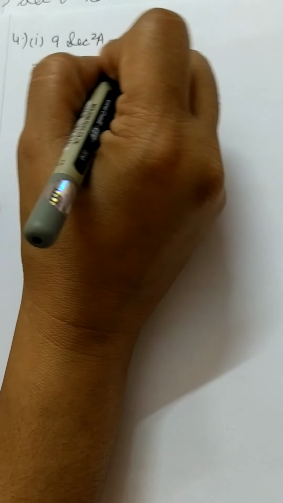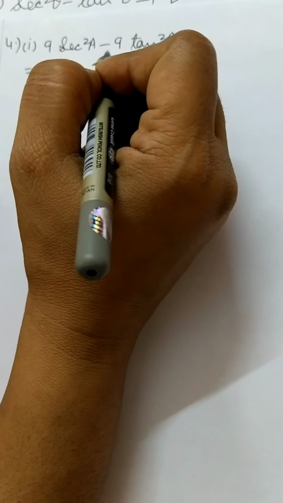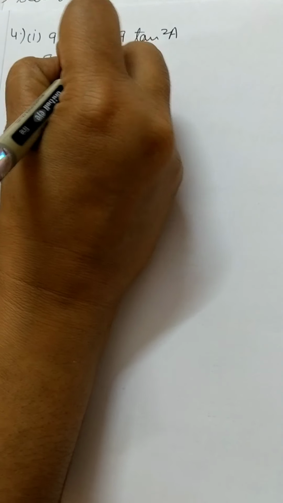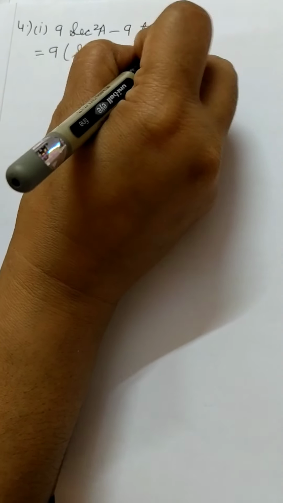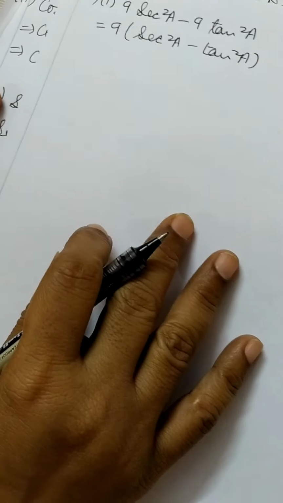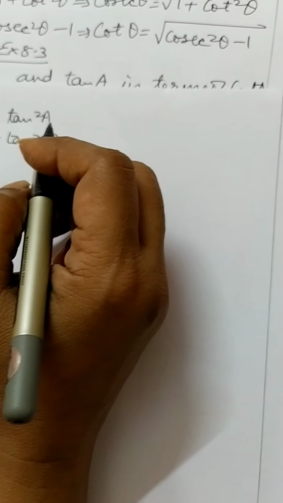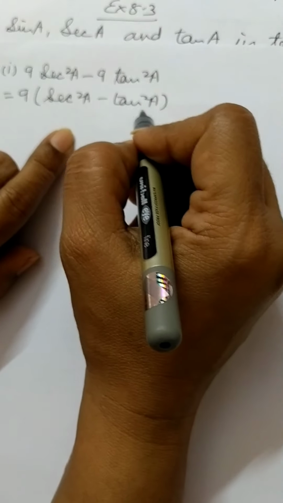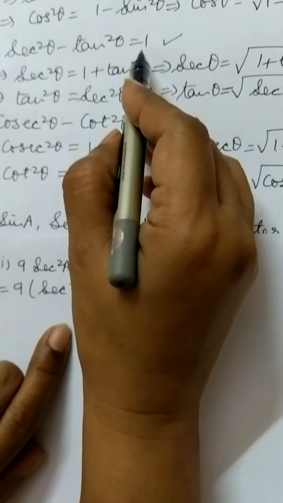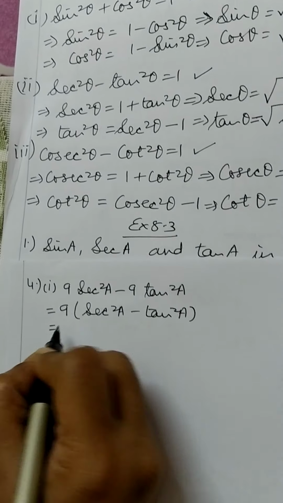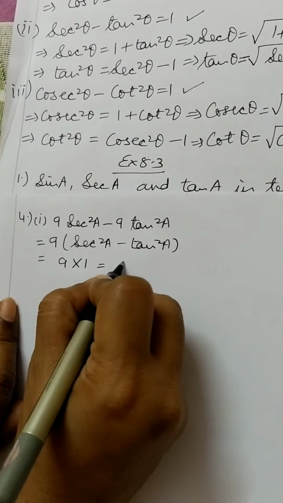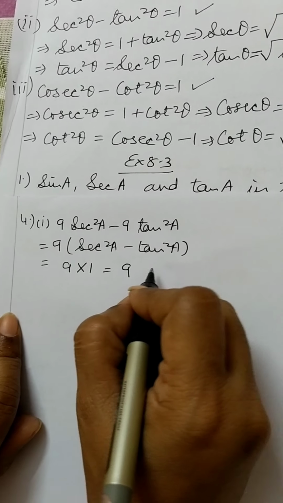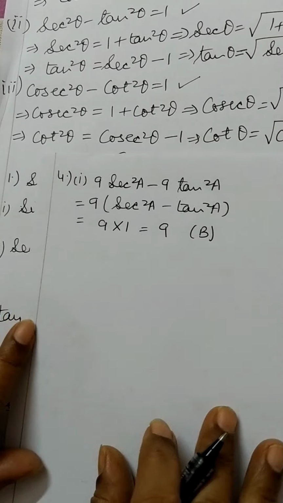Here we can take out 9 common. First you should look at the question carefully, the expression which is given to you. You can see that if we take out 9 common, we get sec square A minus tan square A. Yes, these identities should be learned by you properly, then only you can apply them. Sec square theta minus tan square theta is what? Second identity, 1. So if we use that, we get 9 into 1, that is, 9 is the answer. So option B is correct.